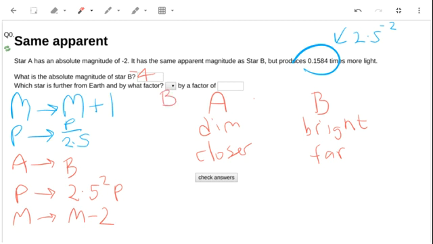This is the inverse square law. Remember, we're looking at the apparent magnitude. The brightness is proportional to the power over d squared. So the distance is proportional to the square root of the power. And therefore, the power ratio is 2.5 squared. That's the ratio of powers. So the distance ratio is just 2.5.